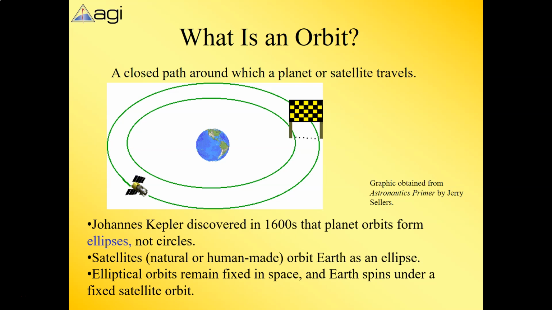He derived these laws and the equations related to them from just observations of how the satellites, and at the time they were all natural and not human-made, orbited the Earth. He came to the conclusion that it was done in an elliptical shape. Elliptical orbits remain fixed in space, and the Earth then spins under a fixed satellite that's orbiting it.